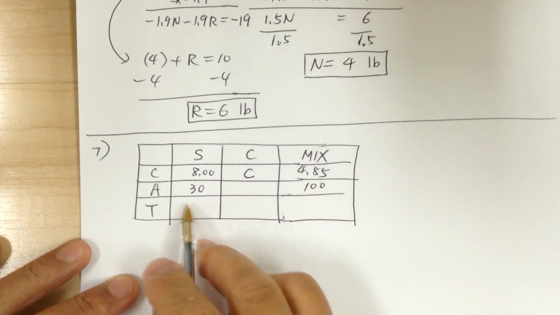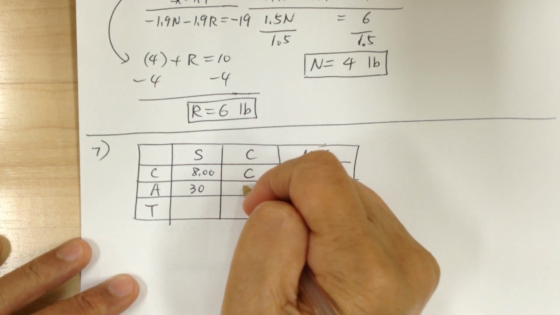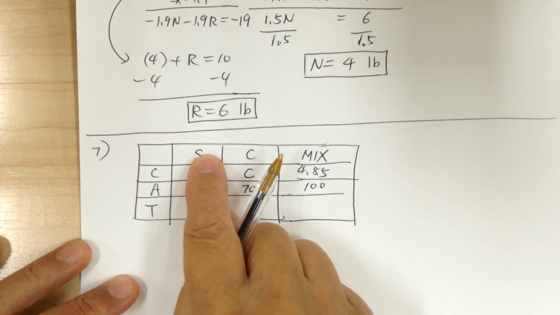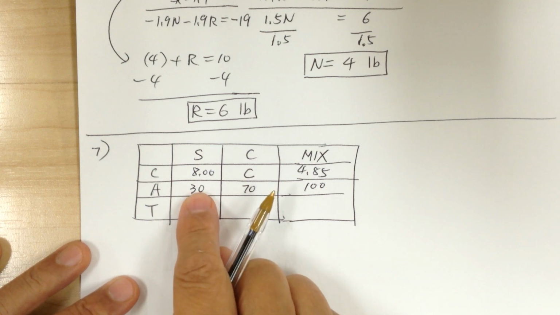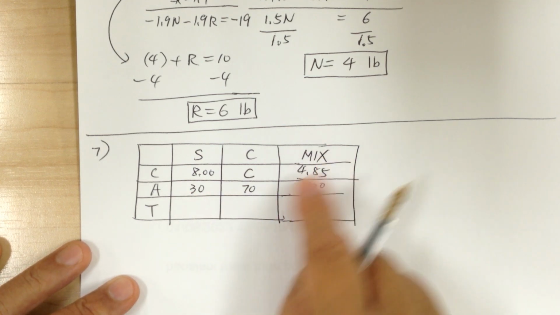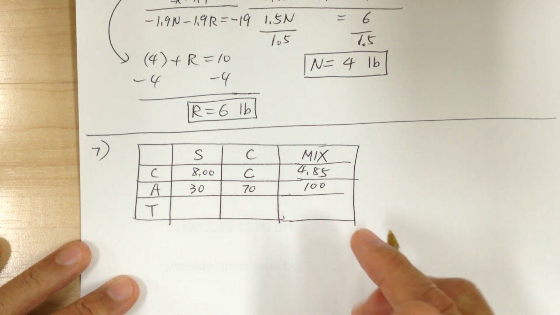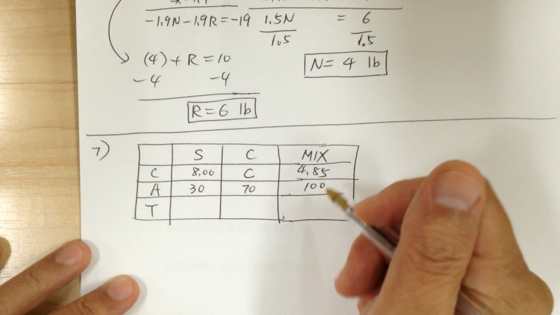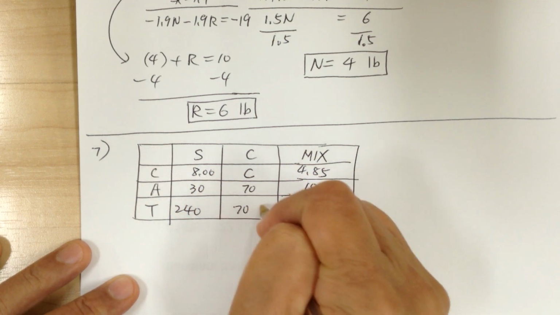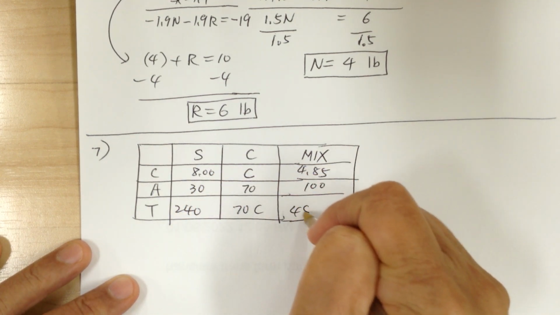So obviously from this you can go back, right? You can see that this has to be a 70, because you've got 30 bushels of soybeans and 100 bushels of mix. So again, you can subtract. So go and work down. This would be 240, this would be 70C, and this would be 485.